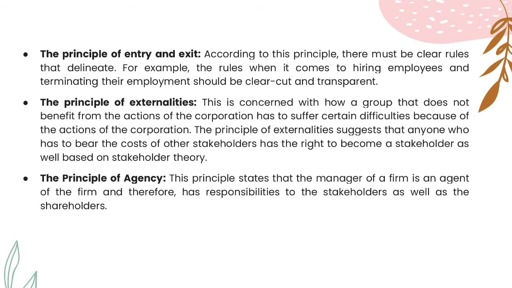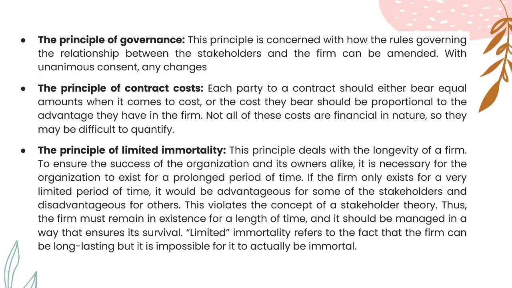So this principle of agency explains that the shareholders appoint the company's management to run the entity's business. So management is not the owner of the entity but an agent acting on behalf of the company. The next stakeholder theory principle is the principle of governance. This principle is concerned with how the rules governing the relationship between the stakeholders in the firm can be amended. In short, any changes affecting the relationship between stakeholders and the company need to be approved by them unanimously.